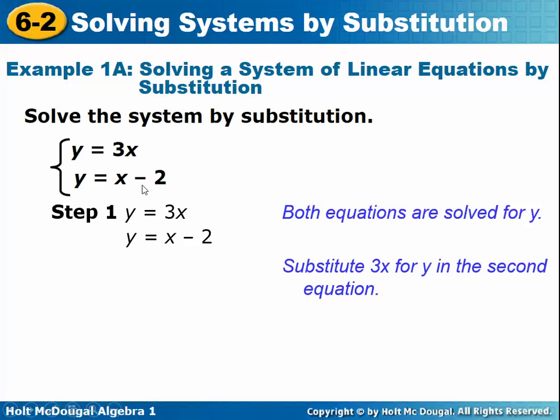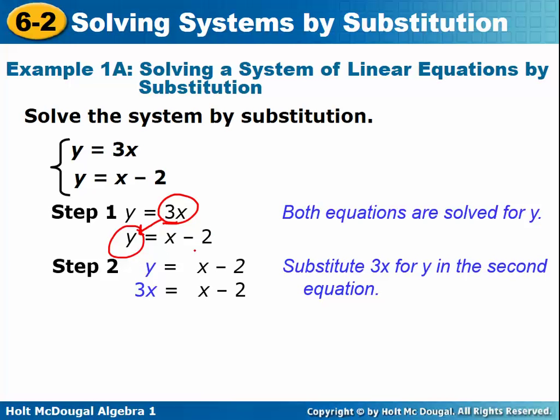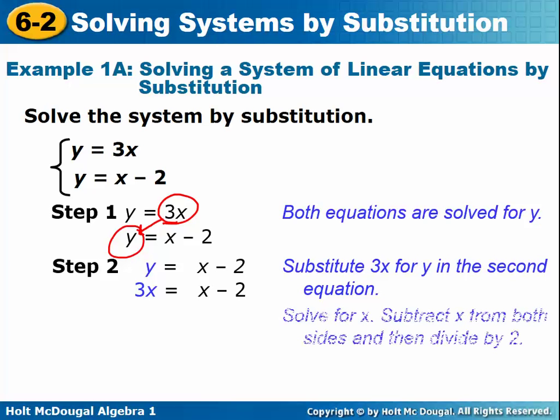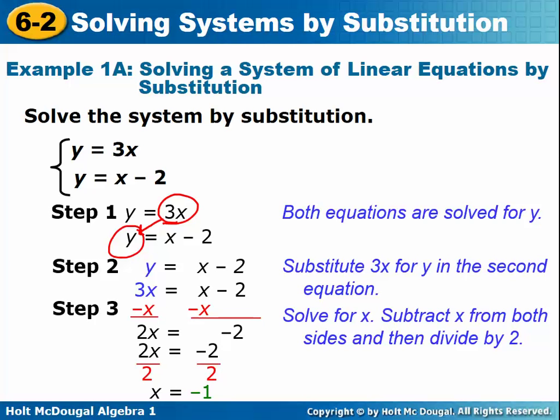Step 2 is to take what y is equal to, which is 3x, and to plug it in where we see a y in the second equation. So we take what y is equal to, which is 3x, and we replace it in the second equation. So now instead of y equals x minus 2, we have 3x equals x minus 2. Our third step is just to solve that equation, 3x equals x minus 2, for x.